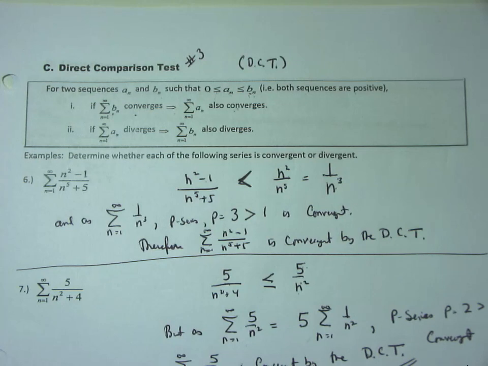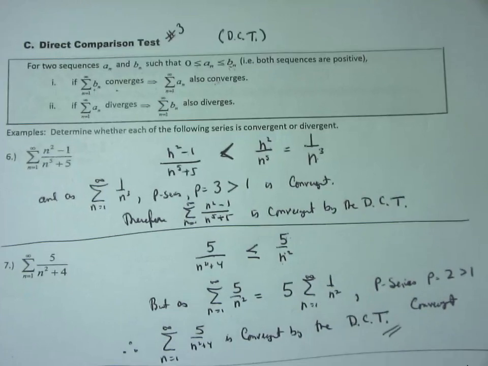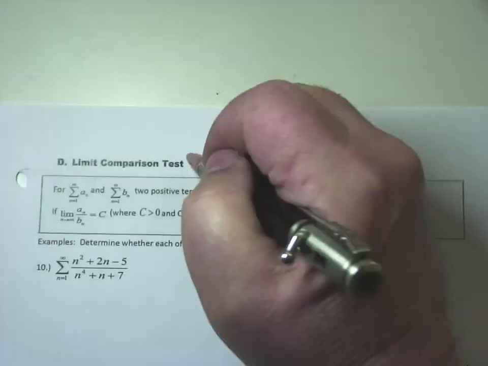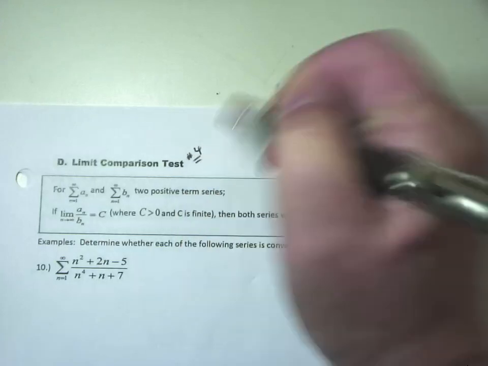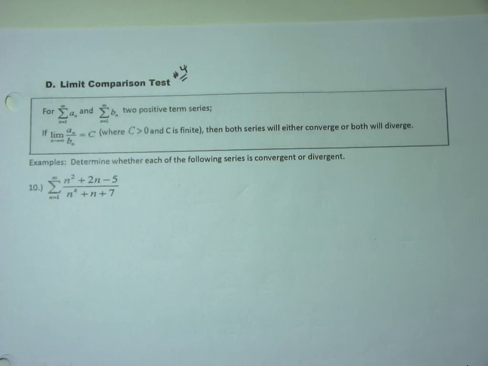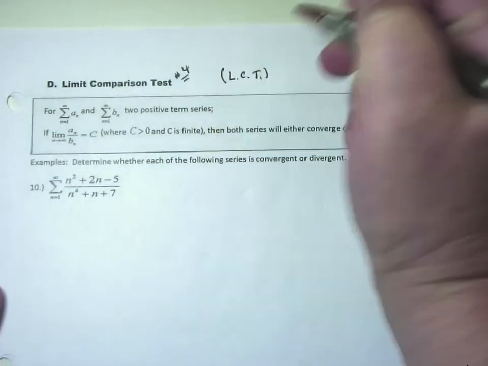What if it's the other way around? You can't do the direct comparison test. And because of that, we have something called the limit comparison test. So these guys are just right. Now, honestly, your test number 4 over here is going to be the limit comparison test. And because we're math, what do you think we're going to code this guy as? That's right, the LCT.